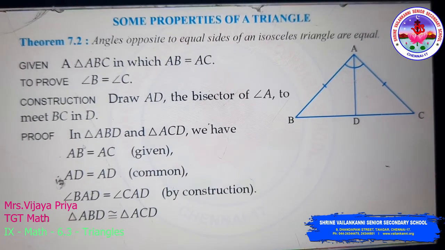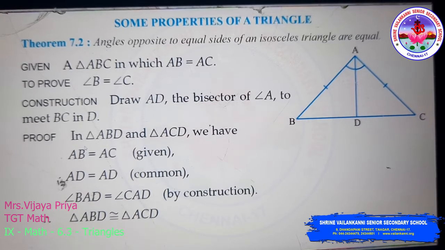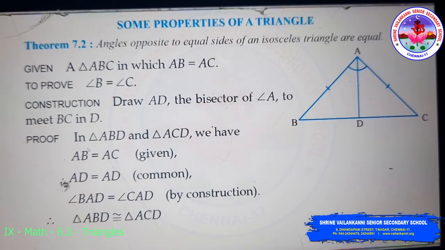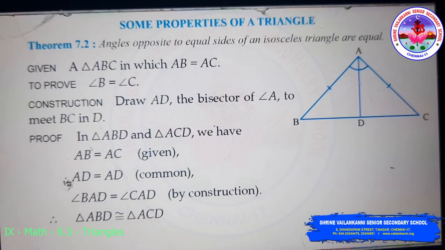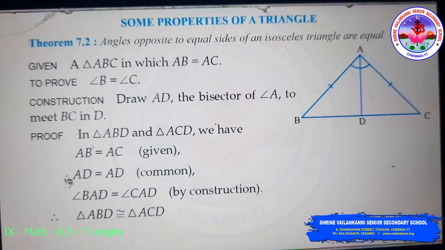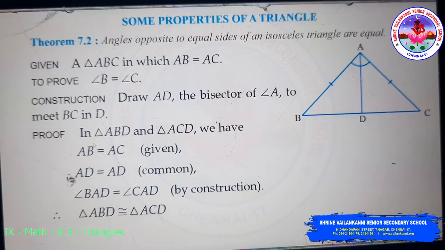Today we are going to see some properties of an isosceles triangle. Theorem 7.2: angles opposite to equal sides of an isosceles triangle are equal. We are going to see the theorem and its proof.